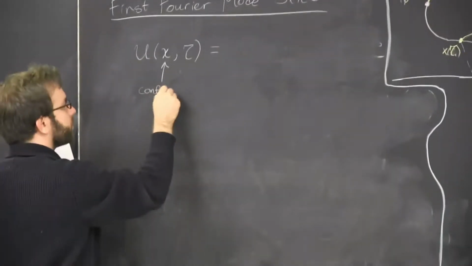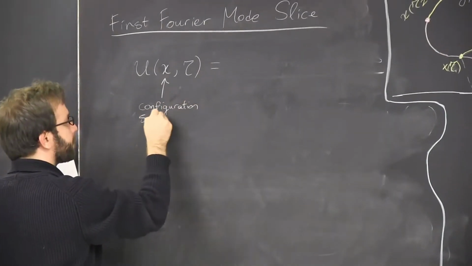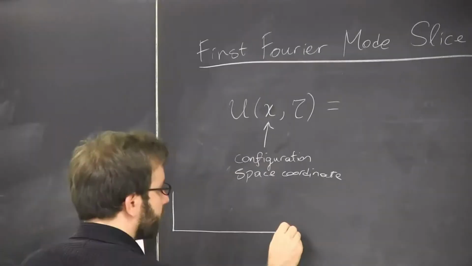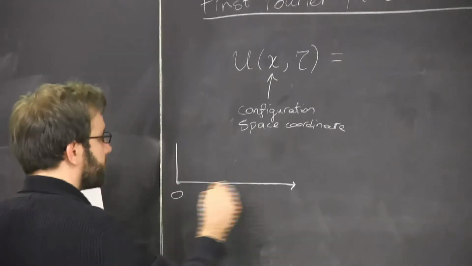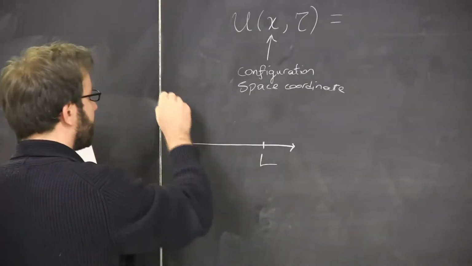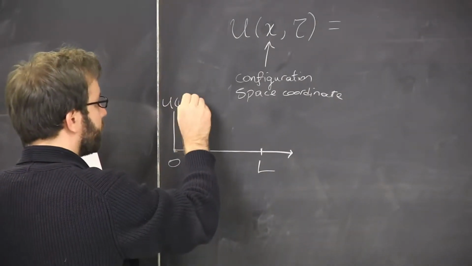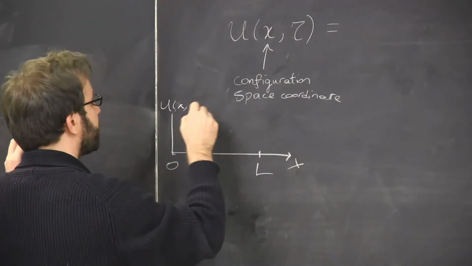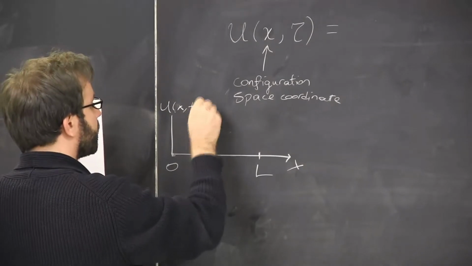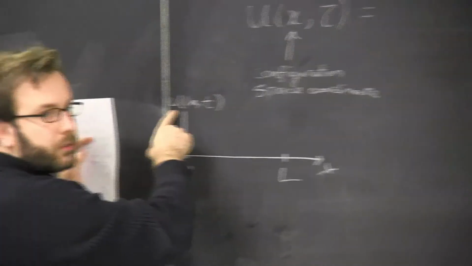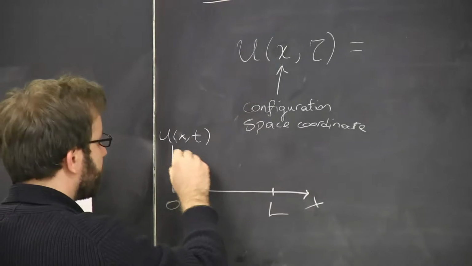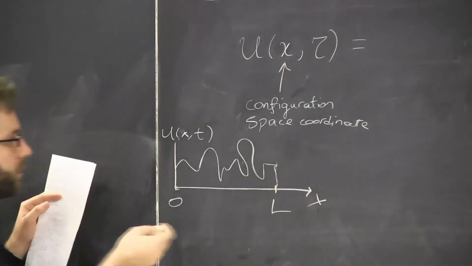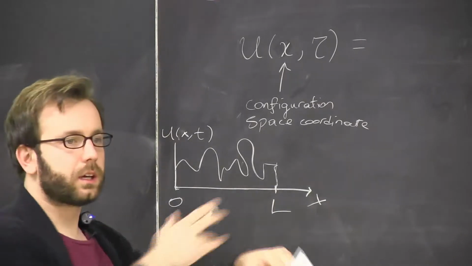So here X is the configuration space coordinate. I have a domain from 0 to L, and I have a U of that. 0 to L is my domain. That's what I call X, and I have a scalar field over that domain that changes with time. It can be turbulent. That's something interesting.